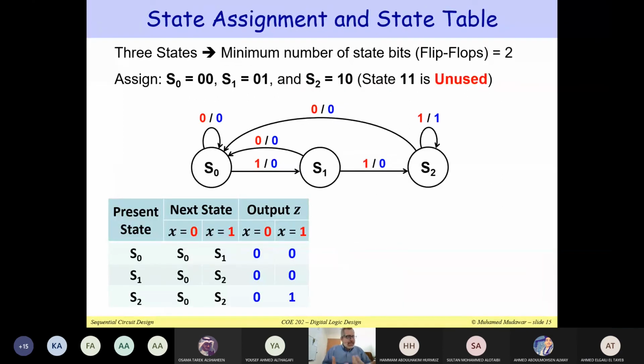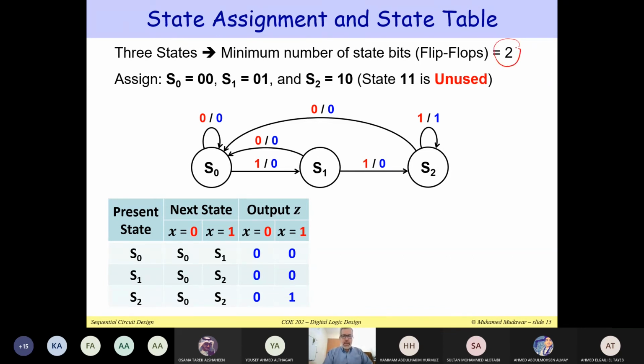So you see that these are the questions that you have to ask yourself. This is known as state assignment. You have to ask yourself, how many state bits? What I mean by state bits is how many flip-flops do I need, because each flip-flop can store 1 bit. So the minimum number of flip-flops or state bits will be equal to 2.